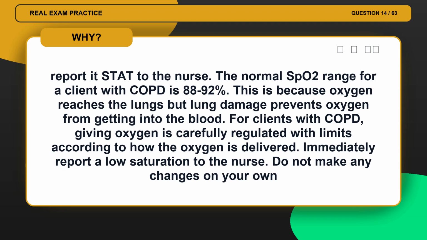Report it stat to the nurse. The normal SpO2 range for a client with COPD is 88 to 92%. This is because oxygen reaches the lungs but lung damage prevents oxygen from getting into the blood. For clients with COPD, giving oxygen is carefully regulated with limits according to how the oxygen is delivered. Immediately report a low saturation to the nurse. Do not make any changes on your own.